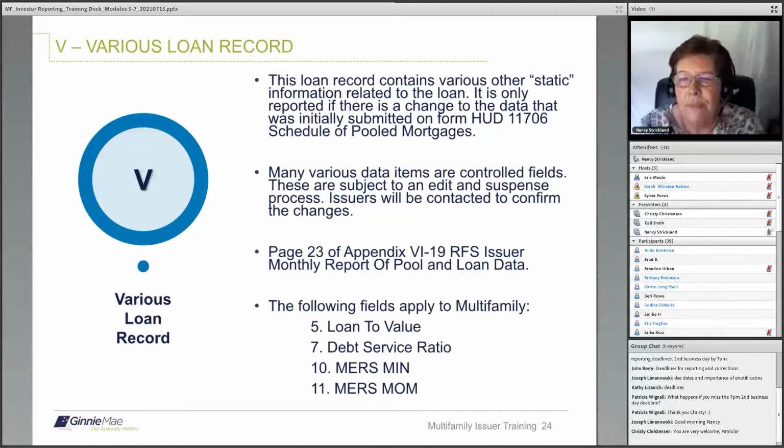The V record contains static data also. The record should only be reported if there is any change in data that was initially submitted at origination on the schedule of pooled mortgages. There are a total of 25 fields on the V record. Multifamily issuers only need to report 4 fields: loan to value, debt service ratio, and MERS information, the MIN and the MOM. Page 23 of Appendix 6-19 will show the record layout for the V record.